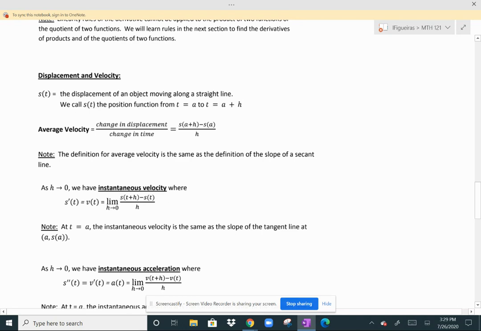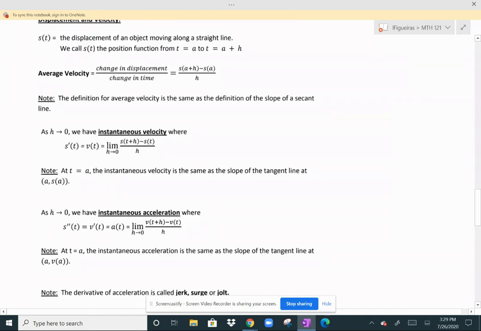Similarly, we have instantaneous acceleration. Instantaneous acceleration would be the second derivative of displacement, and the second derivative of displacement is the first derivative of velocity, which we call a of t for acceleration. Instantaneous acceleration because it's again at a single moment of time. So here's your difference quotient with respect to v. You take the limit as h approaches zero, and so the second derivative of displacement is your acceleration function.